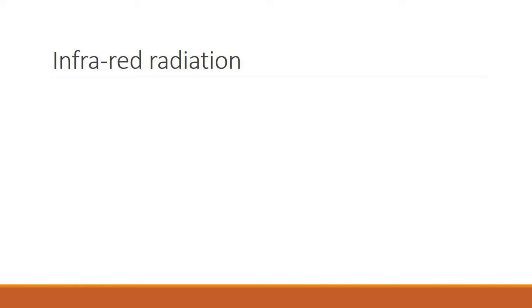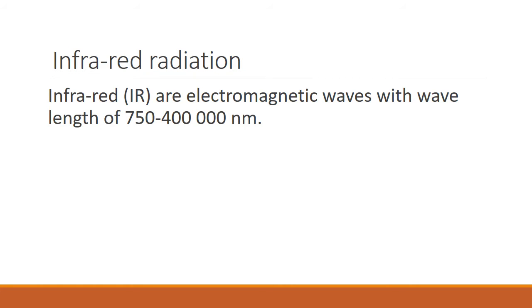So all of the last section was the physiological effect of heating. Now we're going to go through infrared radiation. Infrared, or IR, are electromagnetic waves with wavelengths of 750 to 4000 nanometers.